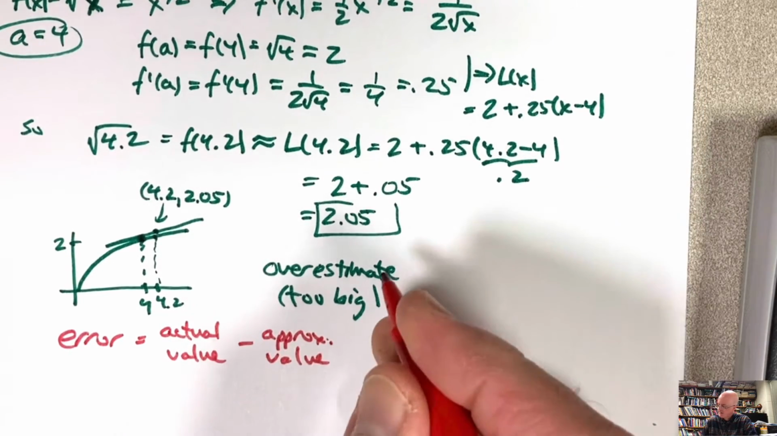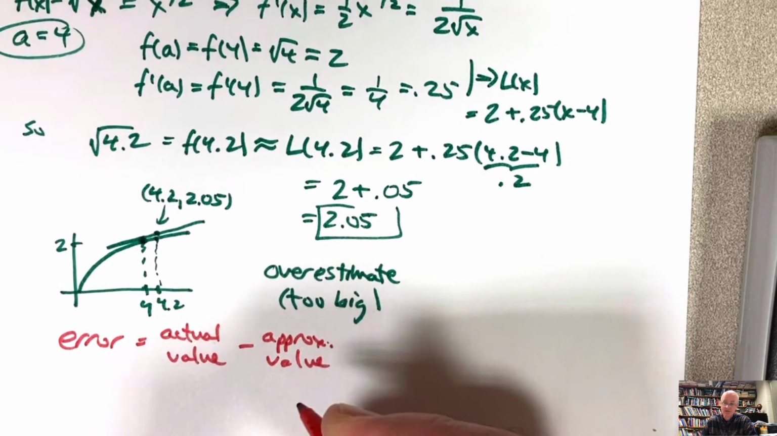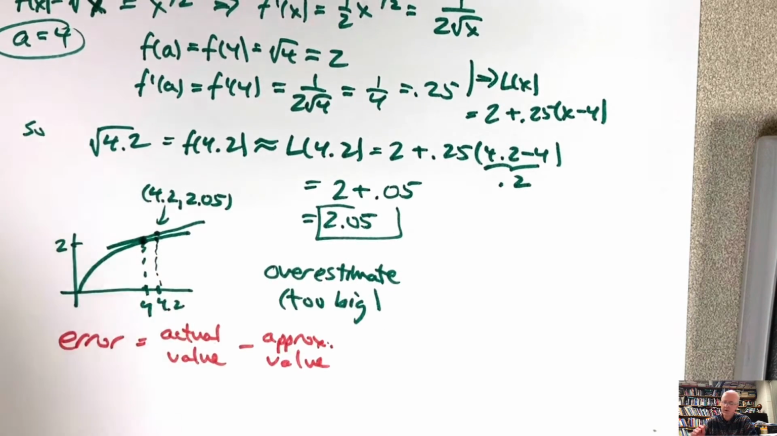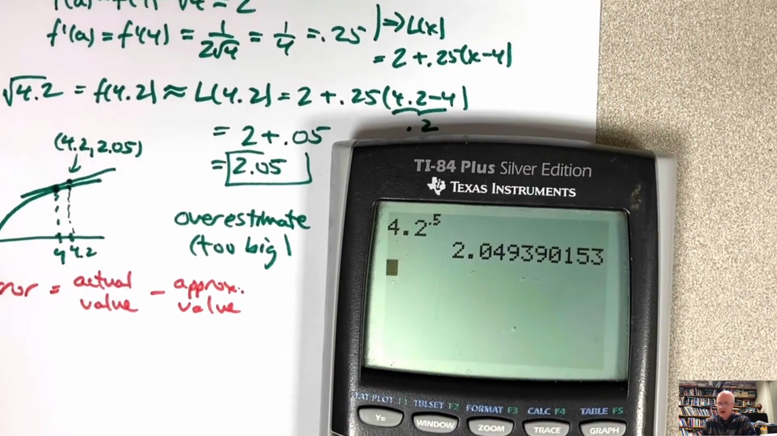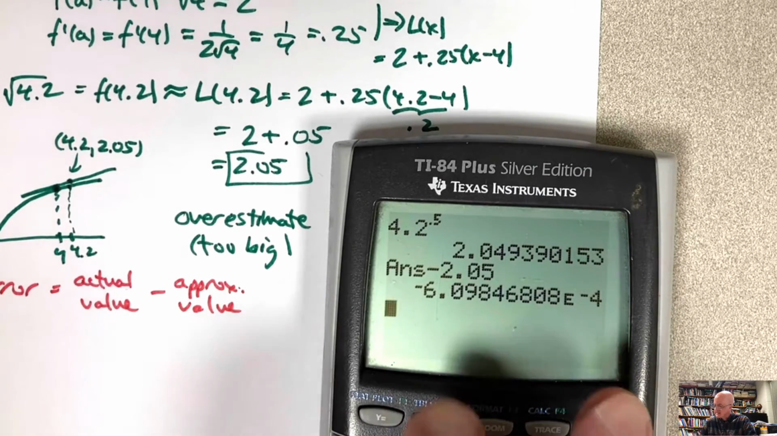Since our overestimate is too big, the actual value minus the approximate value is going to be negative. The error is going to be negative. That is allowed, and it's good to keep track of sometimes. What's the approximate error? Subtract the approximate value from the actual value. We get a negative number, about negative, well, this is scientific notation here.